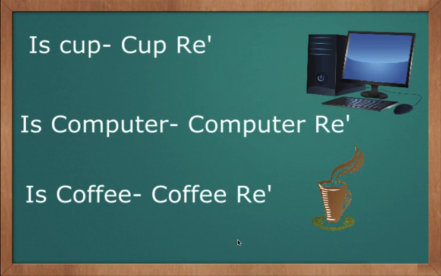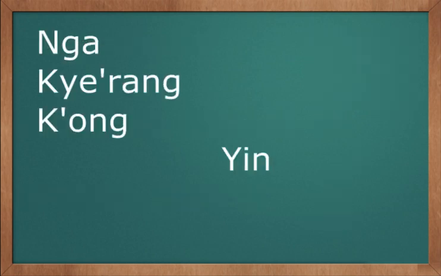But for now, we know that the personal pronoun of the first person is nga, the second person is kerang, and the third person is kong. We also know how to use the linking verb yin for the first person and the linking verb re for the second and the third person, as well as for items or things.